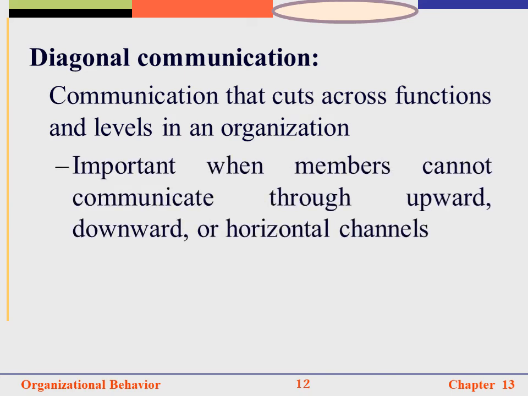Diagonal communication. This is communication that cuts across functions and levels in an organization. Here, communication is diagonal, meaning bosses to subordinates, subordinates to other subordinates, communicating all over the organizational structure. This is important when members cannot communicate through upward, downward, or horizontal channels. So here we use this kind of communication when we cannot use the other types effectively.